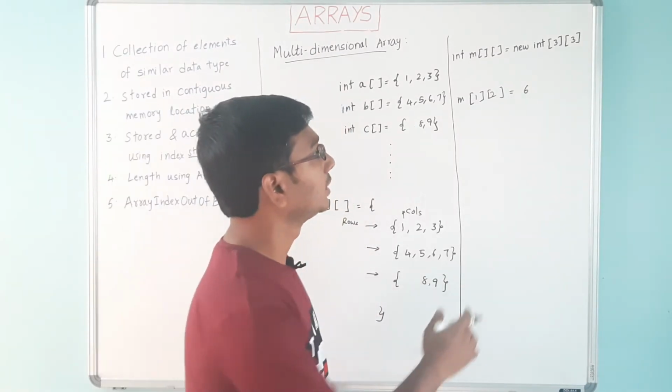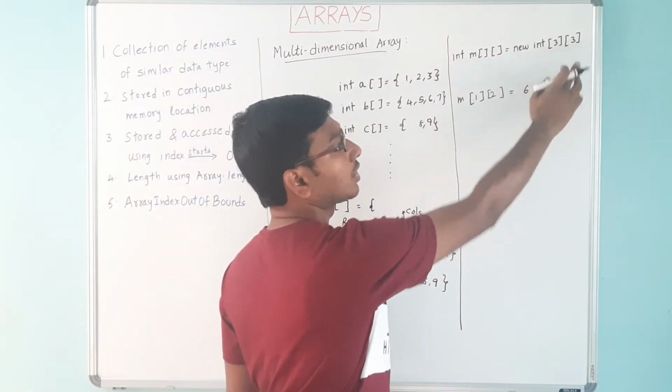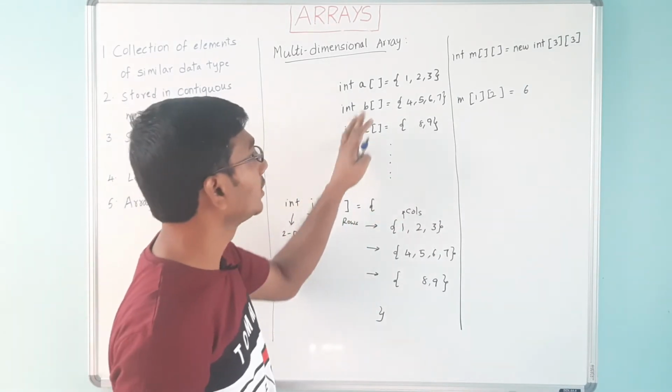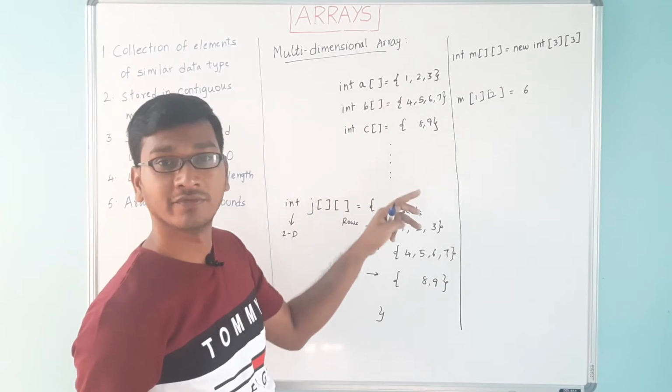Now when we have the rows and columns different, like I have a list of arrays, but each array has a different number of elements in it.